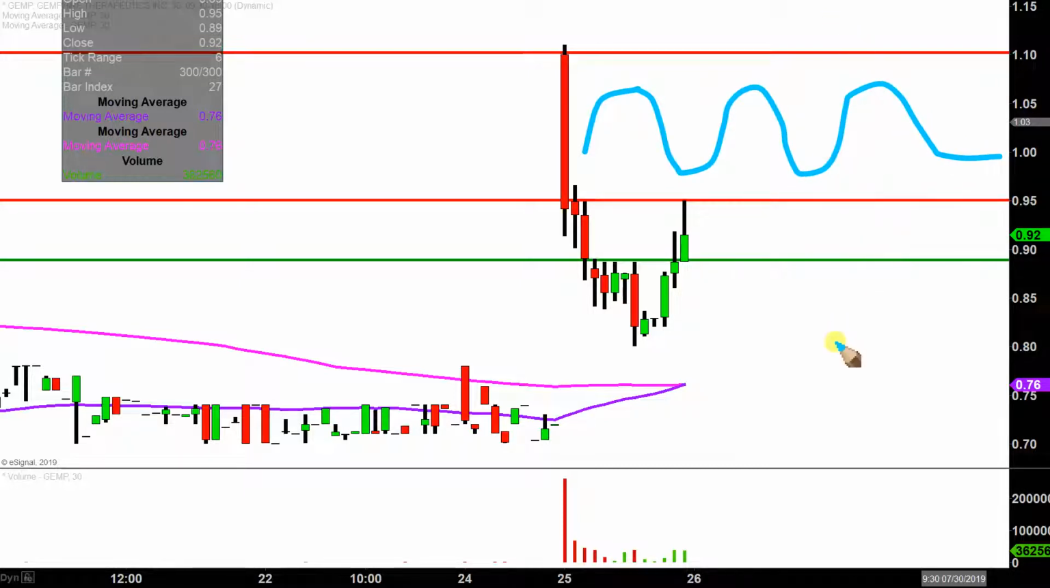But overall, things are looking pretty bad mid-afternoon, but you got to give credit where credit's due. There was this nice little bounce right here. So, is this the start of something bigger? We'll have to sit back and see what happens. But no doubt about it, nice bounce. Now, can the price get the break of 95 cents?